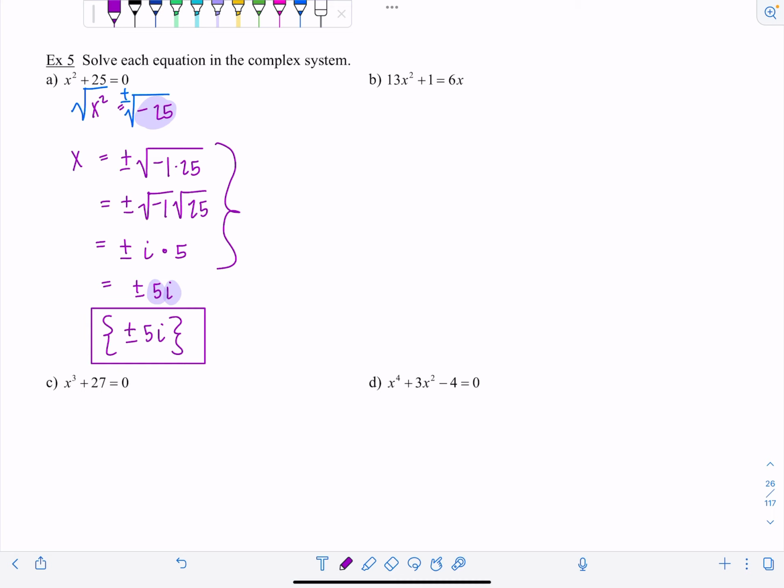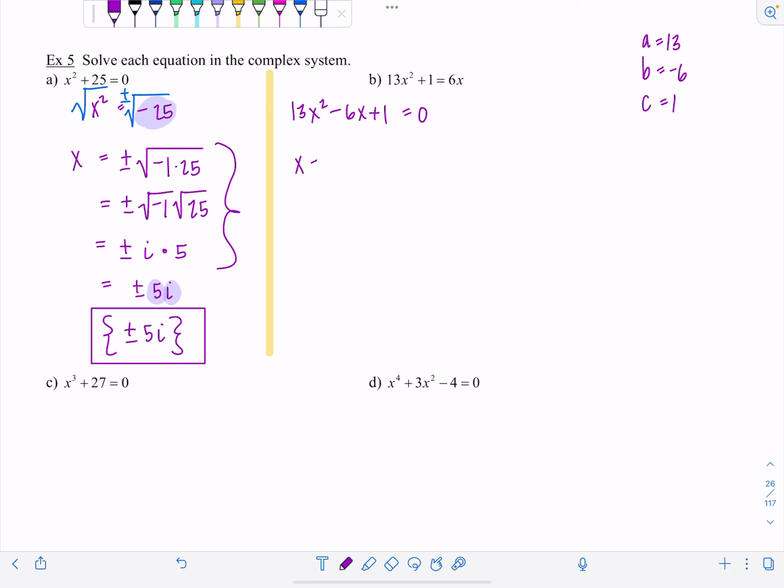Example B, 13x squared plus 1 equals 6x. So this one, I can't use the square root property that I did for the previous example. Why? Because this 6x right here is ruining everything for us. So let's set this equation equal to 0. I'm not feeling hopeful about it factoring, so I'm thinking it's quadratic formula time. All right, let's list out: a is 13, b is negative 6, and c is 1.